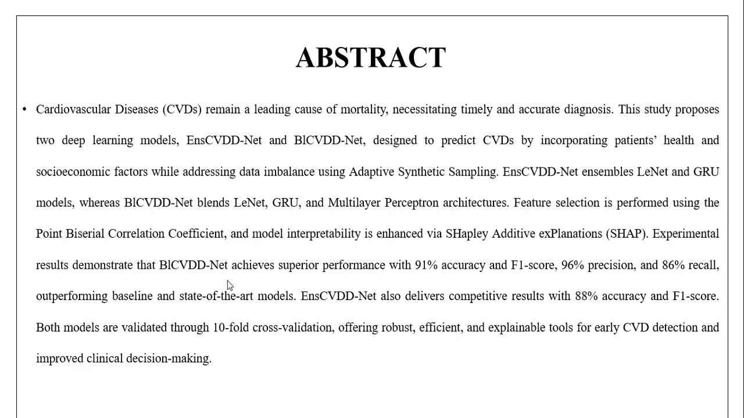Experimental results demonstrate that the model achieves superior performance with 91% accuracy and F1 score, 96% precision and 86% recall, outperforming state of the art models. Ensemble EnsCVDD-Net also gives comparable results with 88% accuracy and F1 score. Both models are validated through 10-fold cross validation, offering robust, effective, efficient and explainable tools for early CVD detection and improved clinical decision making.